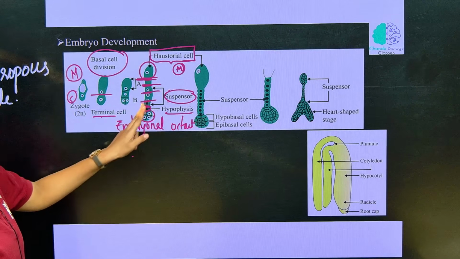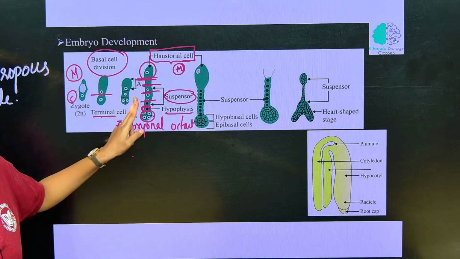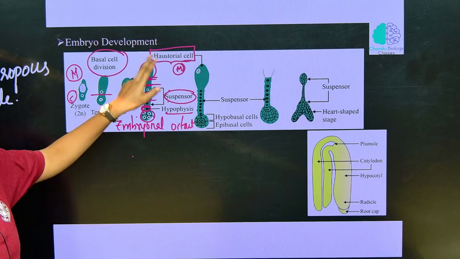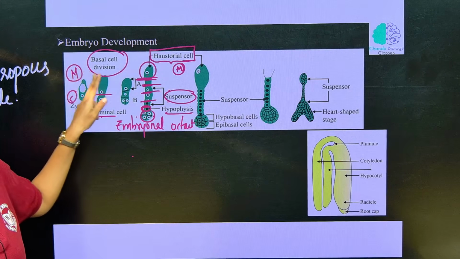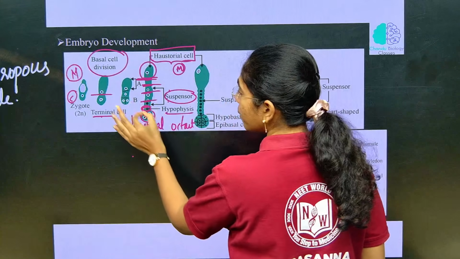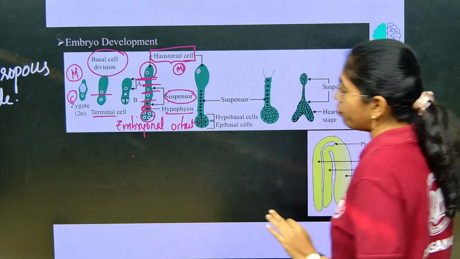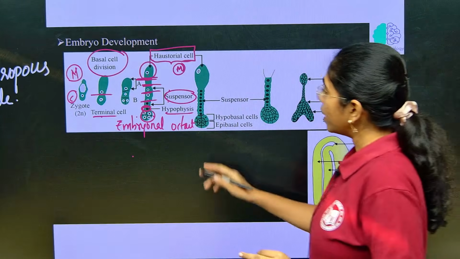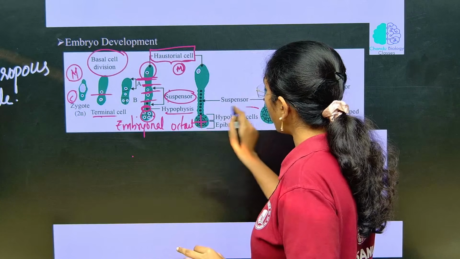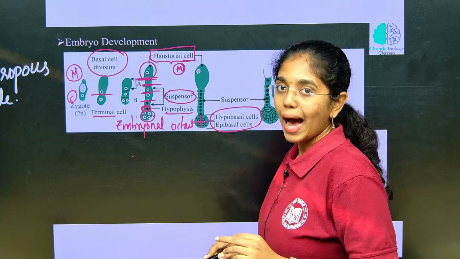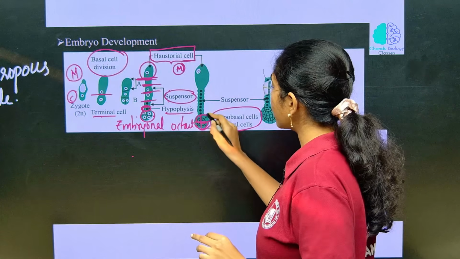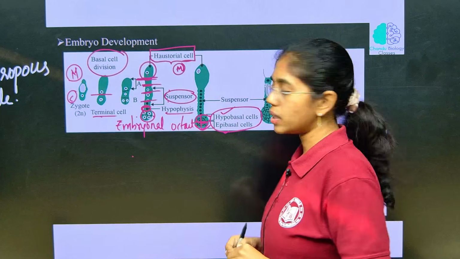That suspensor cell which is connected to this embryonal octant is known as hypophysis. Remember, the suspensor is the resultant of the transverse divisions from the basal cell. The tip of the suspensor, the apical cell towards the micropylar end, is known as the haustorial cell, and the cell that is connecting the embryo is known as hypophysis. Clear, right? And then you see here the terminal cell undergoes division in all the planes, forming epibasal cells and hypobasal cells.